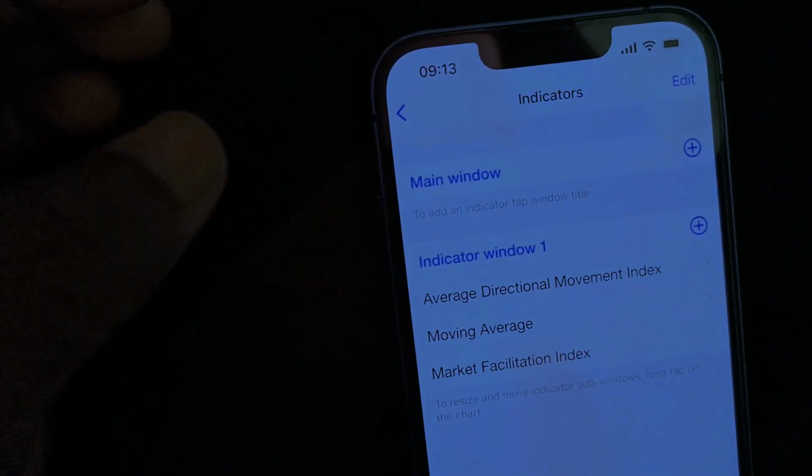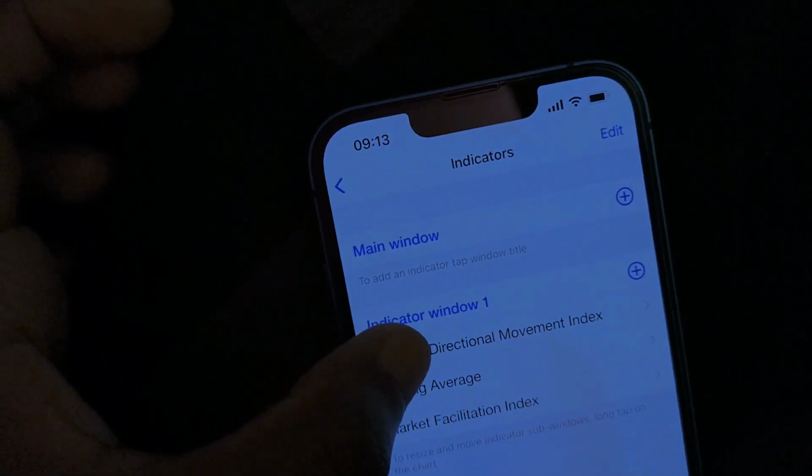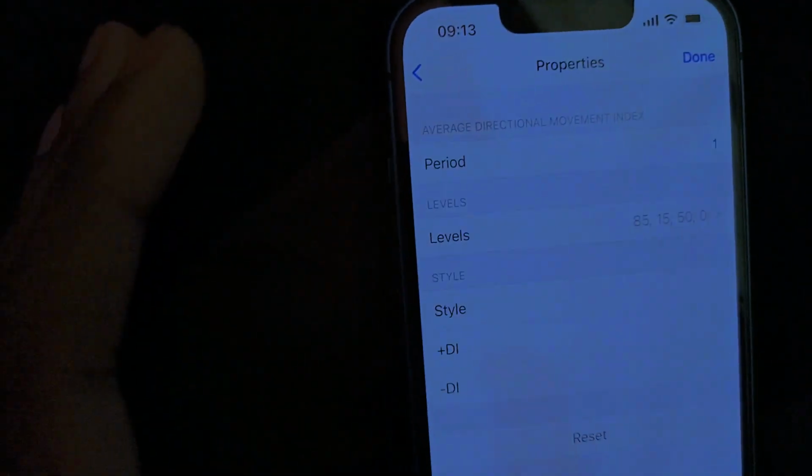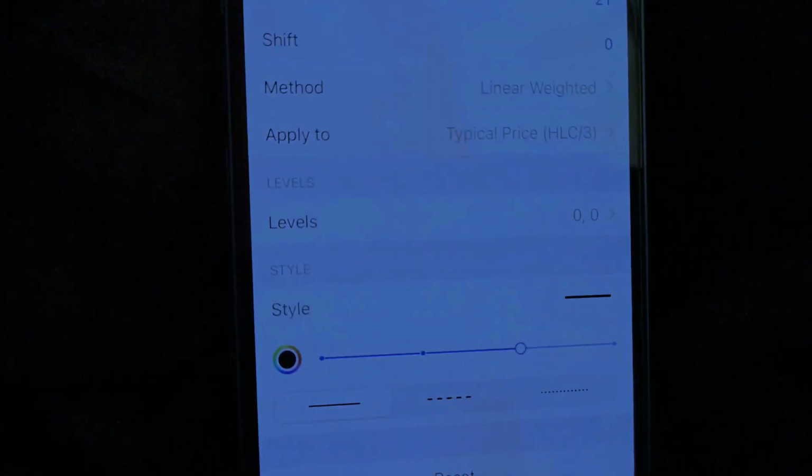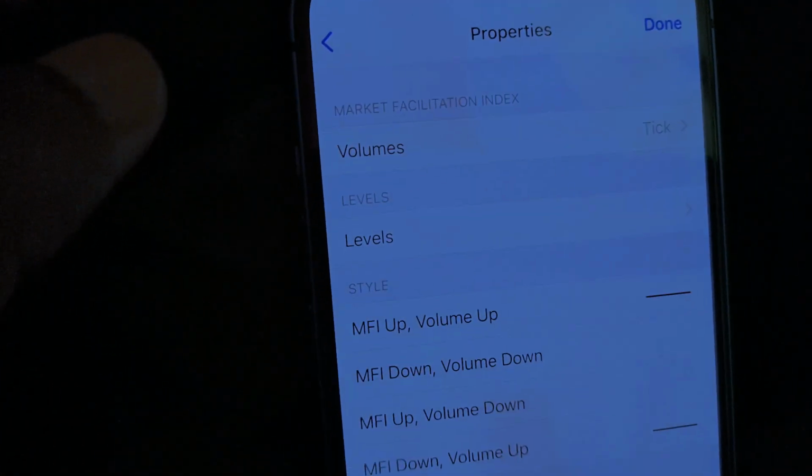So this strategy as well uses about 3 indicators. The first one being the average directional movement index, and these are the parameters. Okay, and the second indicator is actually the moving average, and these are the parameters over here. Finally, the last indicator is the market facilitation index, and these are the parameters.